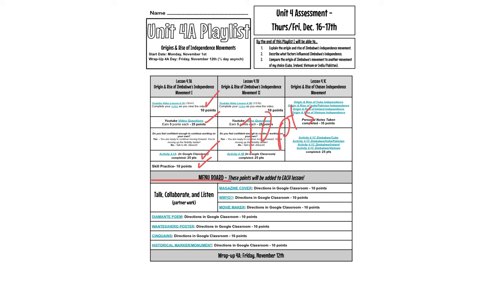Then, in the bottom half, which is the part that you get to work on in groups, you will choose 3 of these. And if you'll notice, each one of them is worth 10 points. So, this entire playlist is worth a grand total of 100 points.